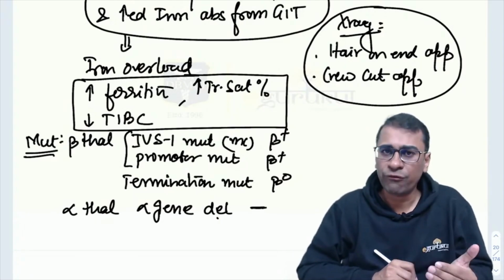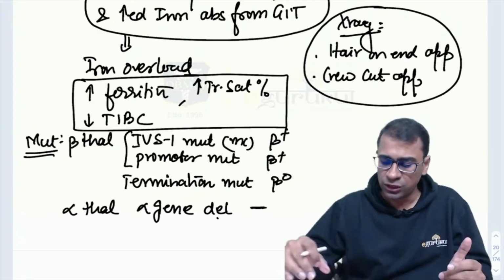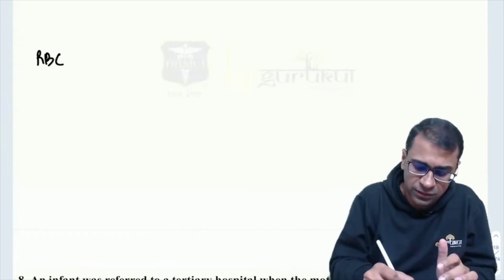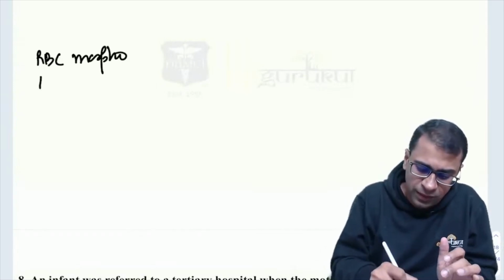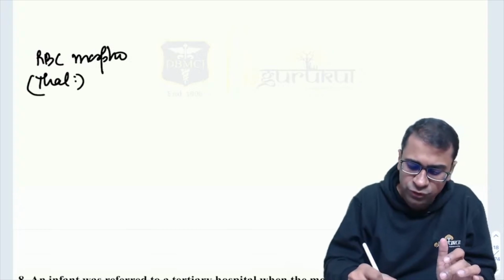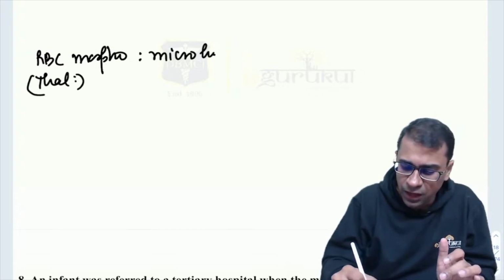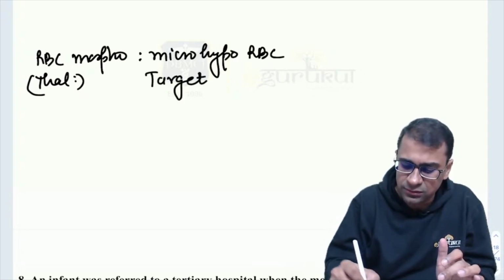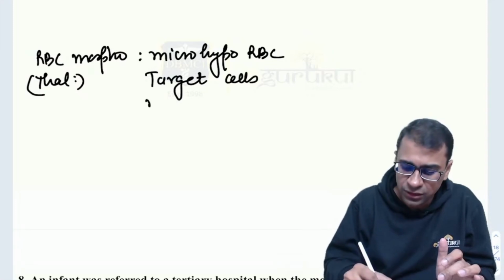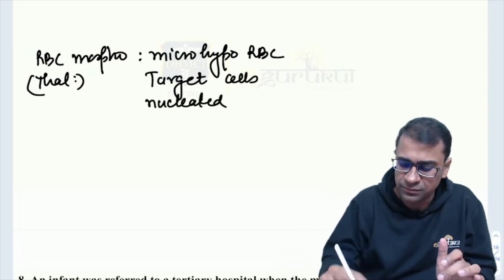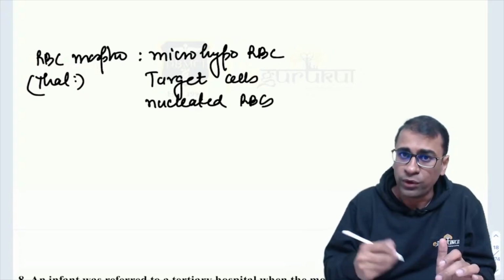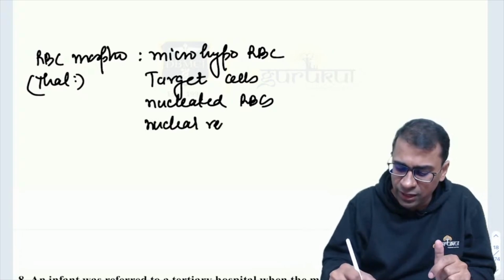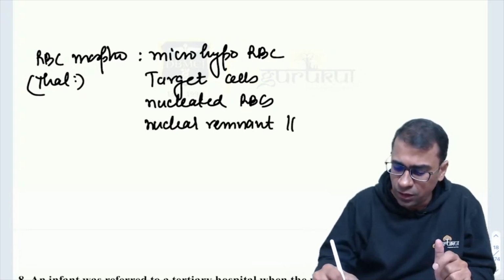What is the RBC morphology you see in thalassemia? Again, that can be a question. So RBC morphology in thalassemia is an important question. First of all, remember, we'll see microcytic hypochromic RBCs. What else? Target cells. What else? Nucleated RBCs. Okay, what else? The nuclear remnants of the RBCs. What do you call them? Howell-Jolly bodies.